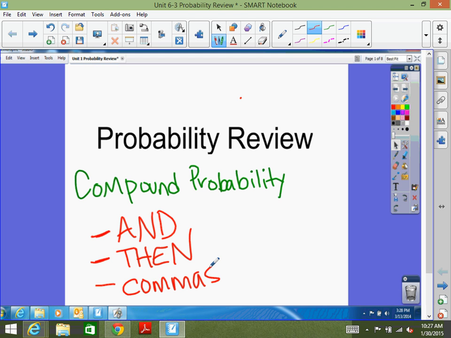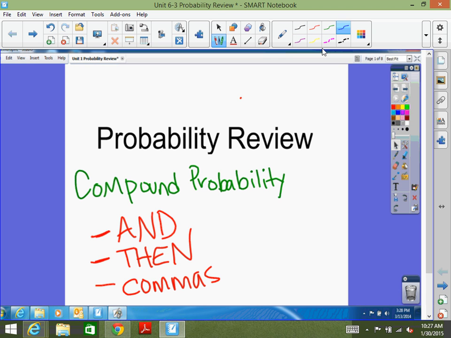So here's the problem. We've got simple probability, which is where I say, what's the probability of rolling a 5? 1 out of 6. That's simple probability. Then we've got compound probability, where you have two events that take place. So then my question is, what's the probability of rolling a 5 and rolling a 2? I want two things to happen. I want a 5 and I want a 2.